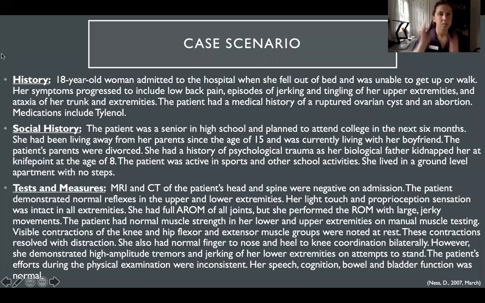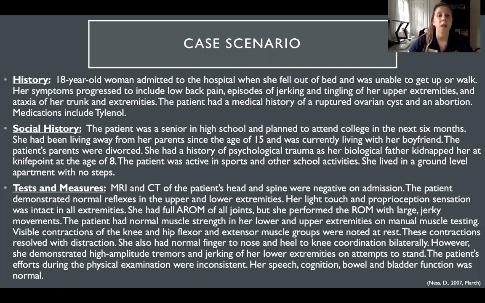Okay, so this is the case scenario that I found. It was done by Deborah Ness. I took it from the Journal of Neurologic Physical Therapy. So there was an 18-year-old woman admitted to the hospital. She fell out of bed, was unable to get up or walk.